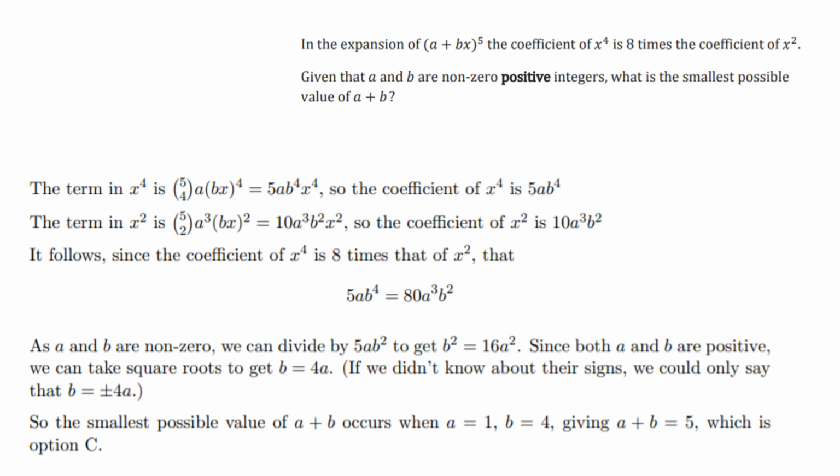And here we go, in a little more detail. So here's the term we use, tidied up a bit: 5ab 4x to the 4. And here's the other term, 10a cubed b squared x squared. Now it's the coefficients we're interested in.